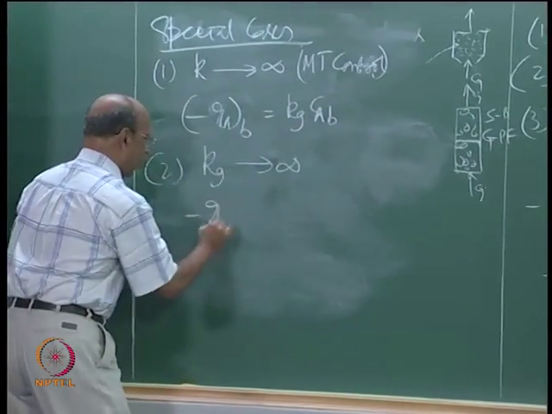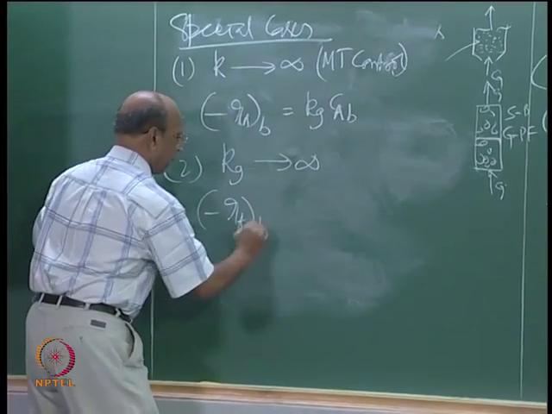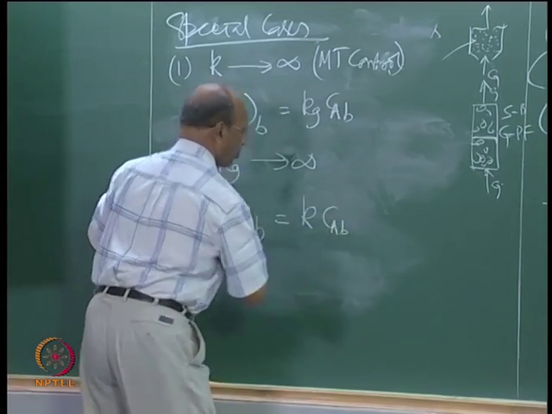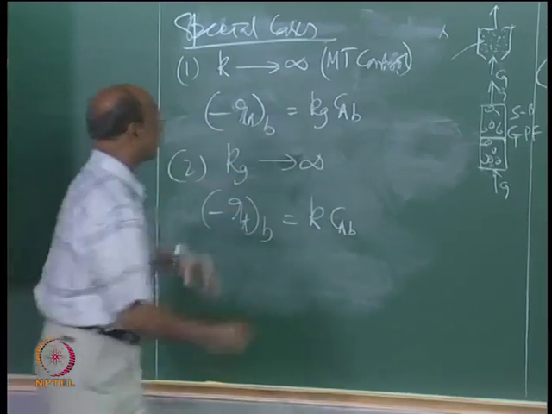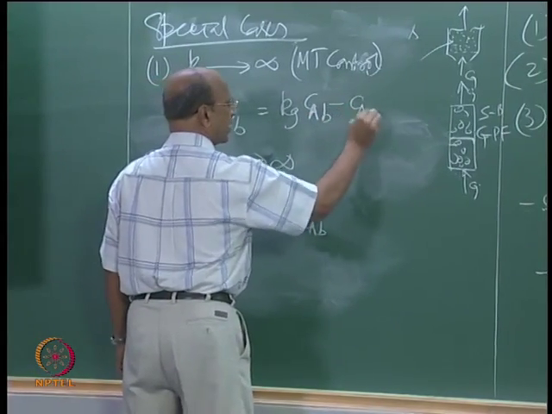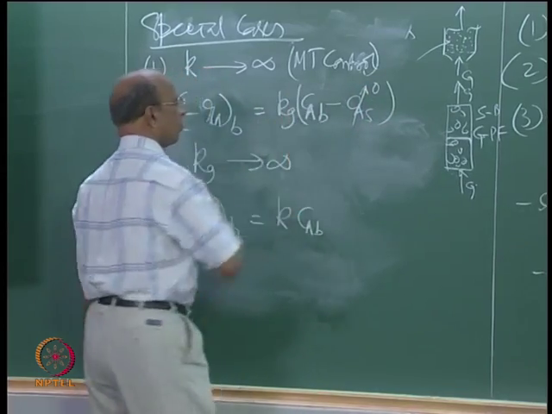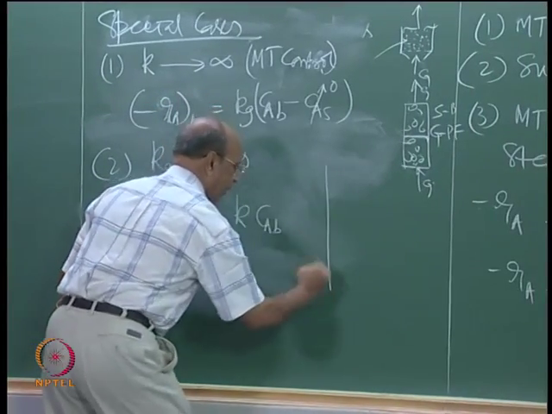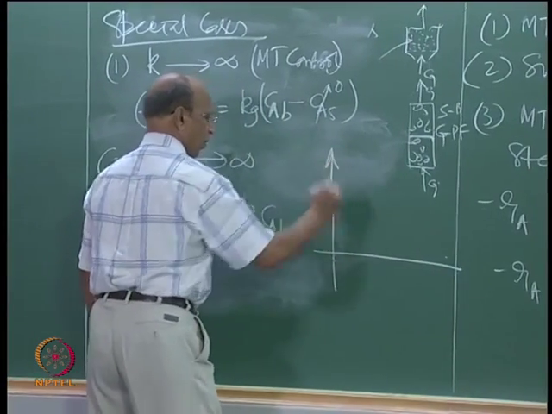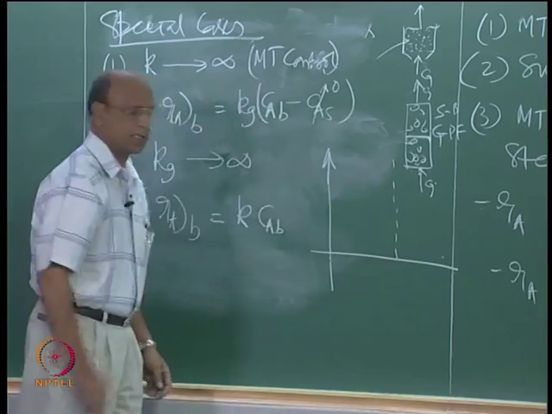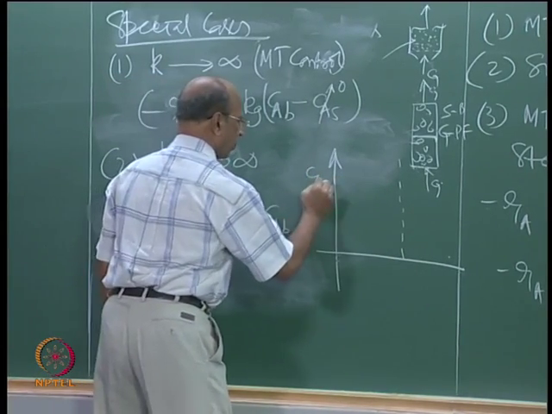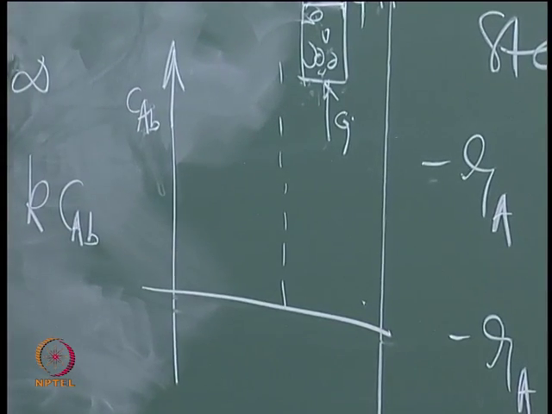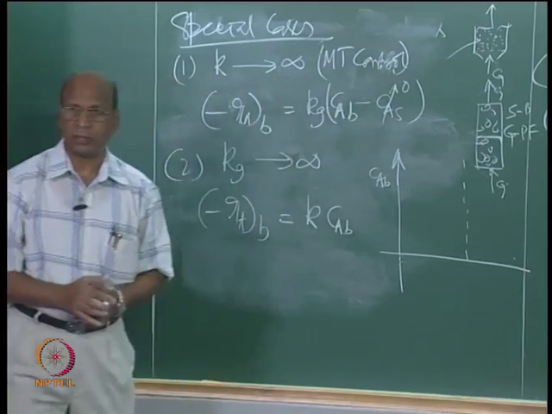So then you have minus r_A, bulk or observed, is now k into C_Ab. This is the mass transfer equation, where we can also write C_As, which is 0 on the surface. Now when I plot the profiles again, that is the film thickness, and this is C_Ab, right? For this one, when k equals infinity, how do I draw the profile?